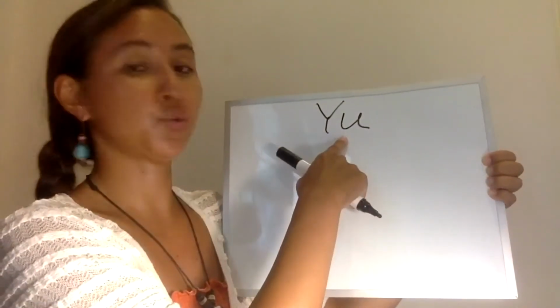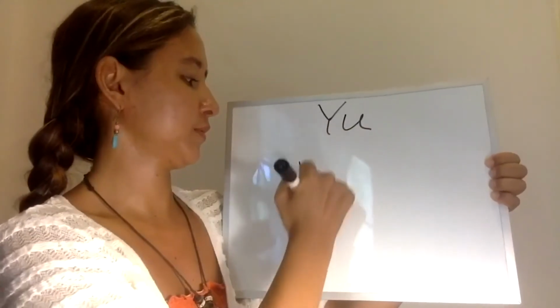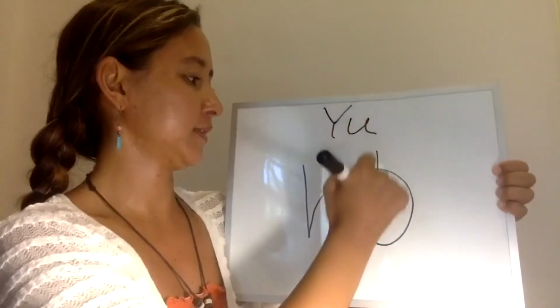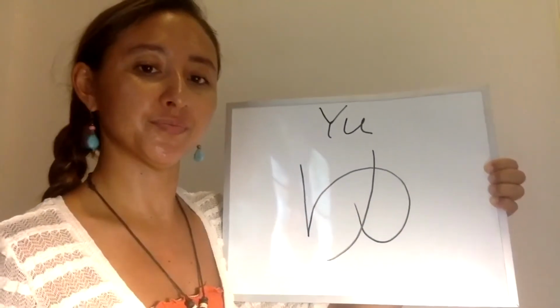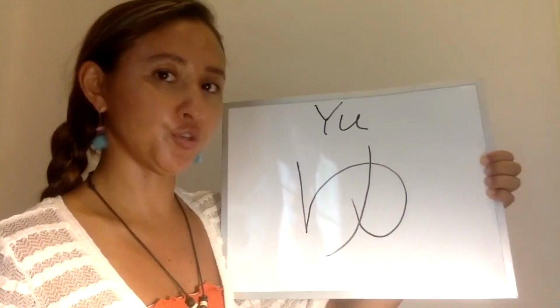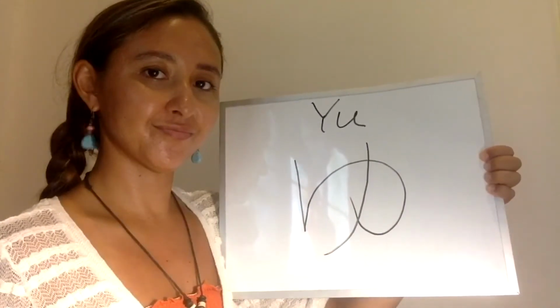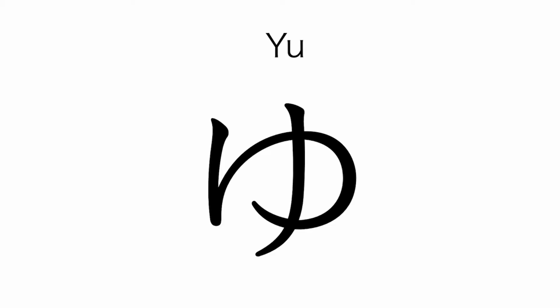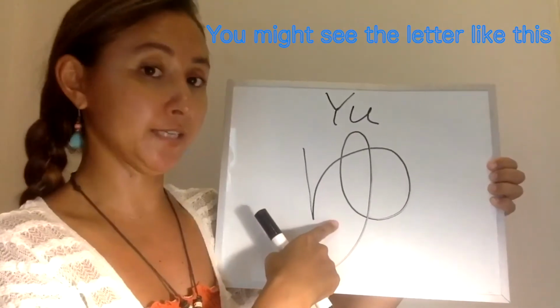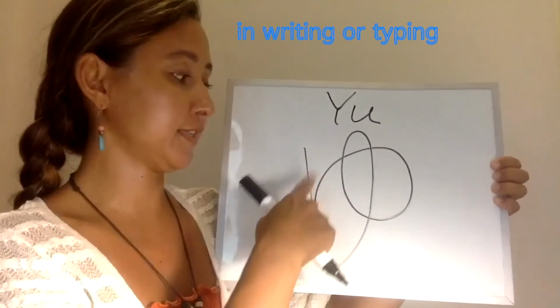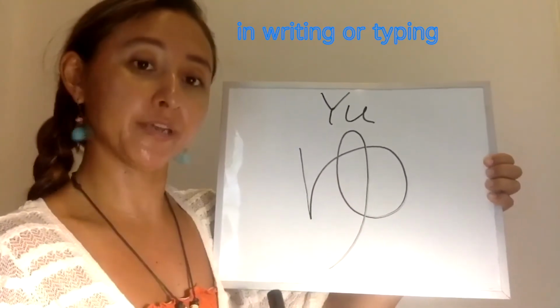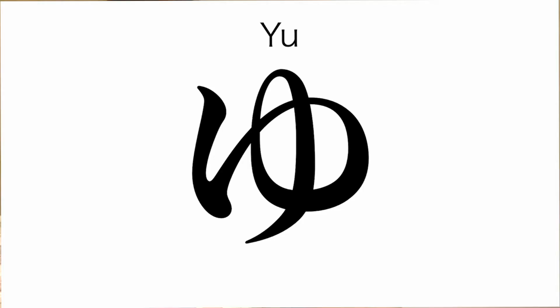Second one is Yu. 1 and then 2. Yu, Yu. You might see the letter like this in writing or typing, but this is also Yu, same sound.